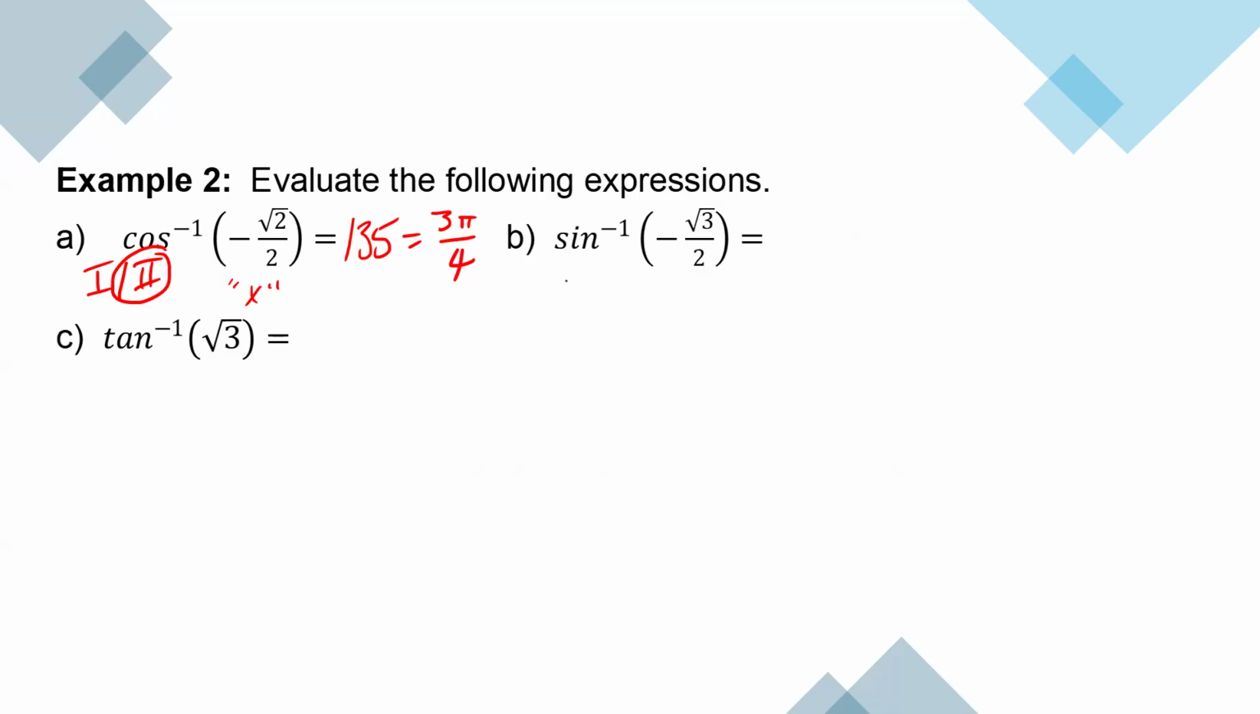Sine inverse is only analyzed in which two quadrants? First and fourth. So only look in first and fourth. Because I want a negative, it has to be in the fourth. So in the fourth quadrant, I'm looking for when does the sine ratio equal negative square root of 3 over 2, which means I'm looking at the y, correct? Sine is your y coordinate. So in quadrant 4, when do I get y?